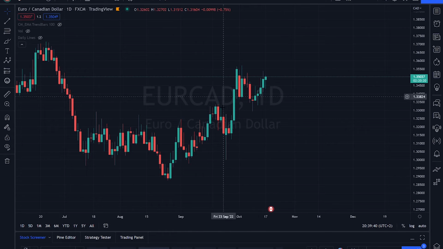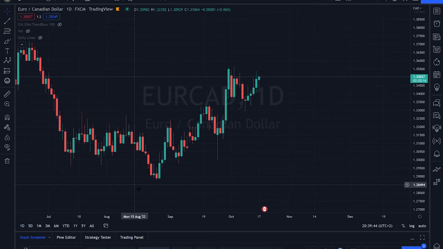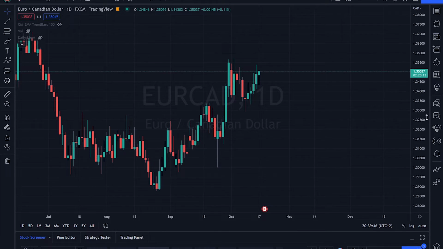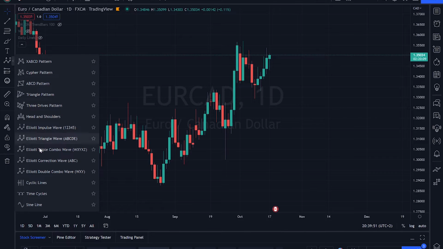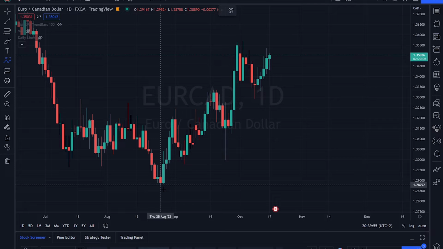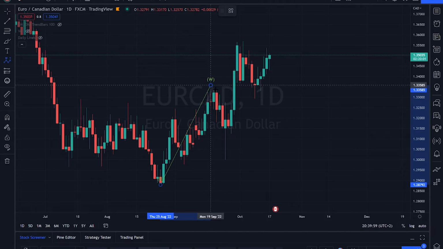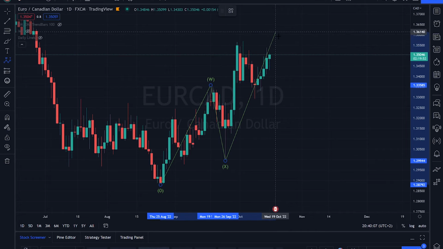So this is the beginning of the pullback, and yet again we can see a 7 wave pattern. So let's get our WXY tool, and we're going to have these 3 waves here, 1, 2, 3. So that's going to be our Y wave. We're going to go back down here for this 1 wave for the X, and then we have a 1, 2, and we're going back up here for the Y.